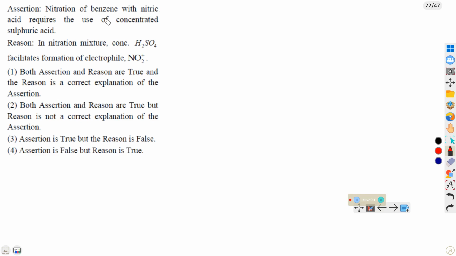Nitration of benzene with nitric acid requires the use of concentrated sulfuric acid. Correct. Nitration mixture is a mixture of concentrated HNO3 plus concentrated H2SO4. In nitration mixture, concentrated H2SO4 facilitates the formation of electrophile. Correct. Generally, electrophilic substitution reactions take place in the presence of Lewis acids. Why Lewis acids? Lewis acids generate electrophiles easily. Both assertion and reason are true, and reason is a correct explanation of the assertion.